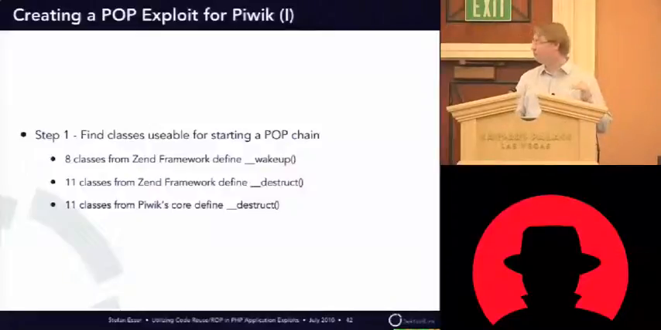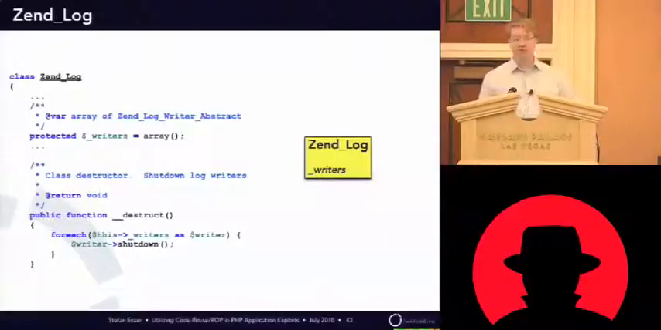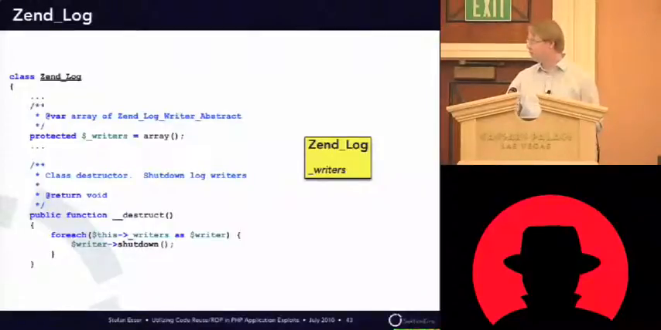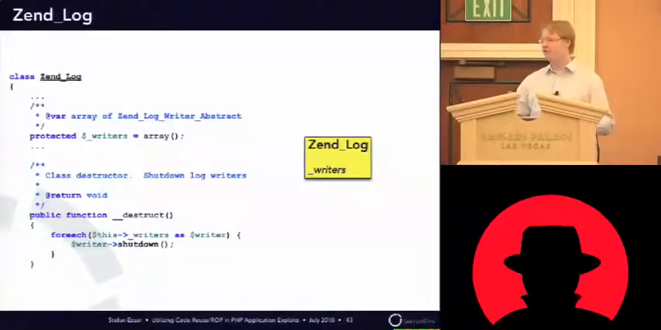So I did a lot of research in Zend Framework last year, so I already know which of the classes are usable for POP chains. So I will just tell you which one. The most usable one is Zend_Log. You see, the destructor is not doing very much. The destructor just goes through all the writers properties, and for each writer property, it will call the shutdown method. So no interesting operation, just transfer of control from one object to the other.